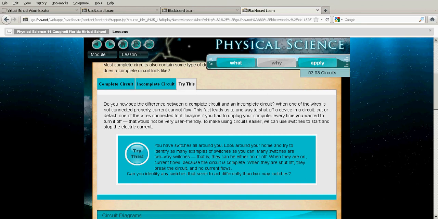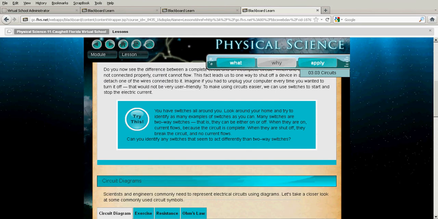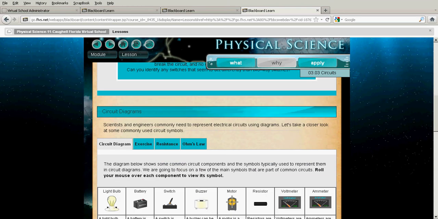When we have them on, the current easily flows through because the circuit is now complete. But when they're turned off, it breaks the circuit, so it cannot allow the current to flow through. And do you think there are any other ways other than the two-way switch? Let's find out some more.